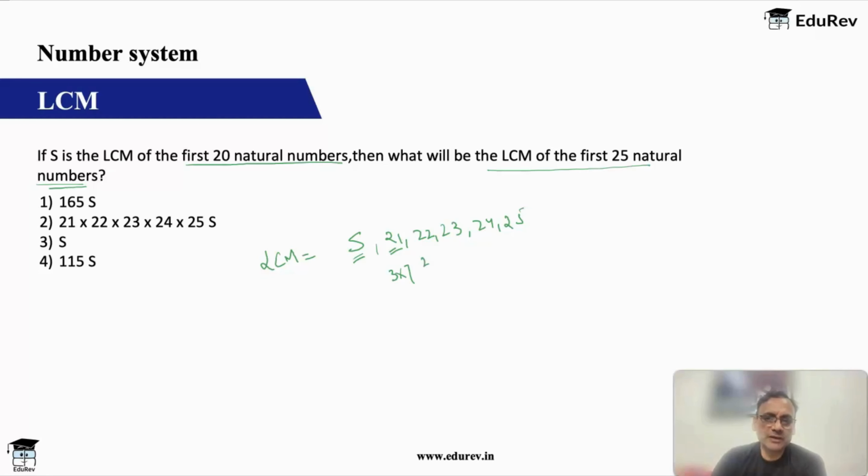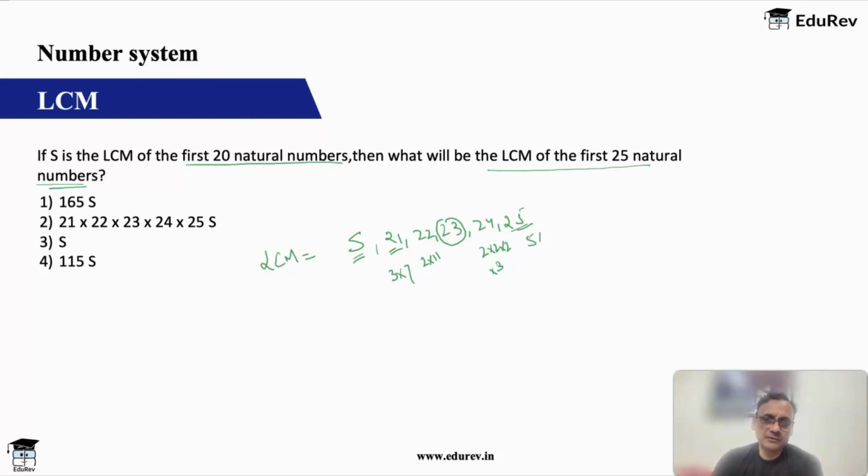22 is 2 into 11. Both of them were already there in 1 to 20. 23 is a prime number. So this would not have come before. So this will come extra. 24 is 2 into 2 into 2 into 3. So you can say 8 into 3 or 2 into 12, whatever. All these have come before. So they will not add anything.